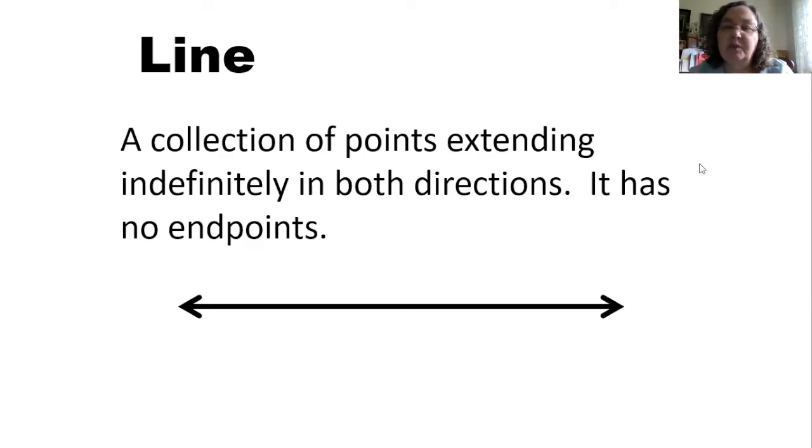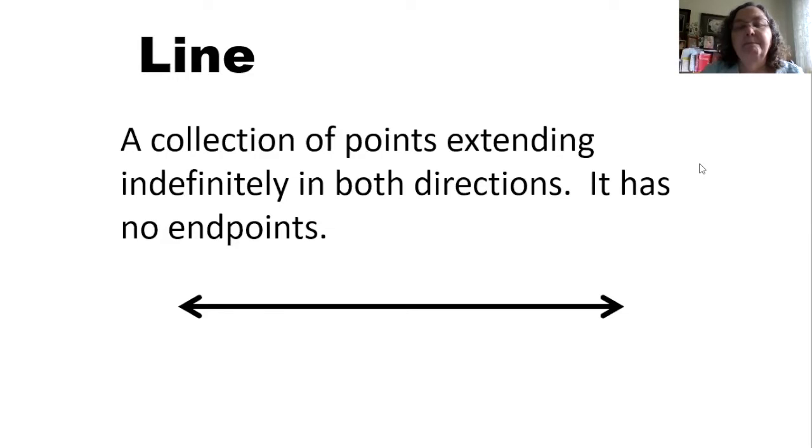So my next word is a line. A line is a collection of points extending indefinitely in both directions. It has no endpoints. So my line that I drew looks like this. And I make sure that it has arrows at both ends, just like this picture does, because a line goes on and on and on forever.